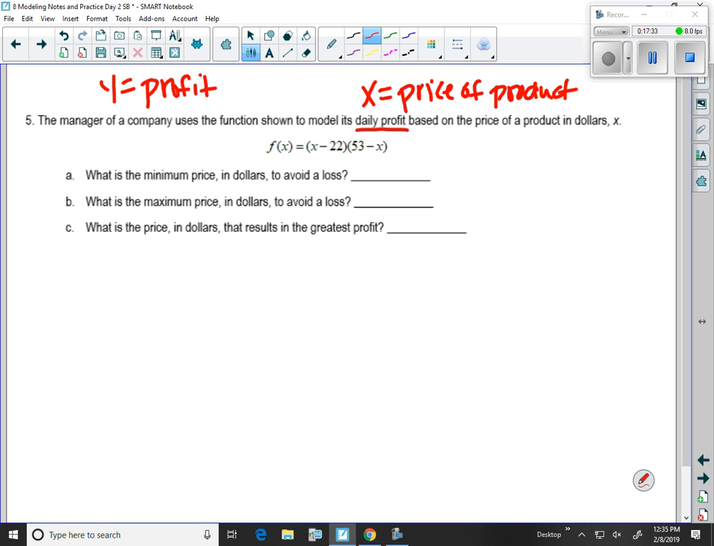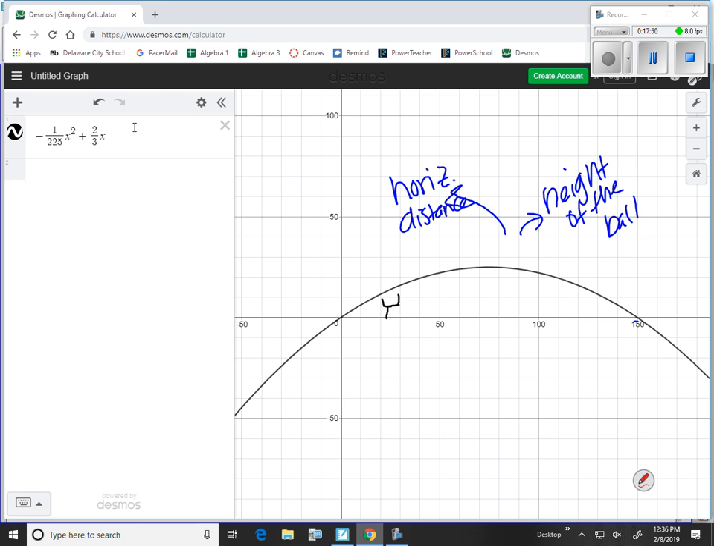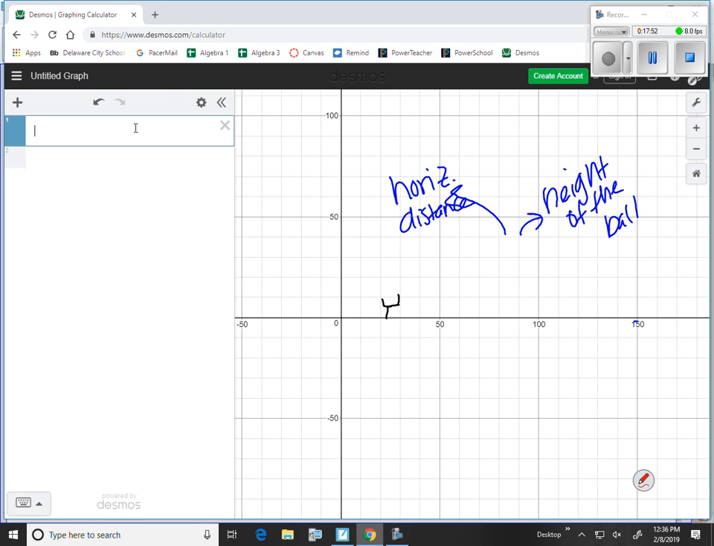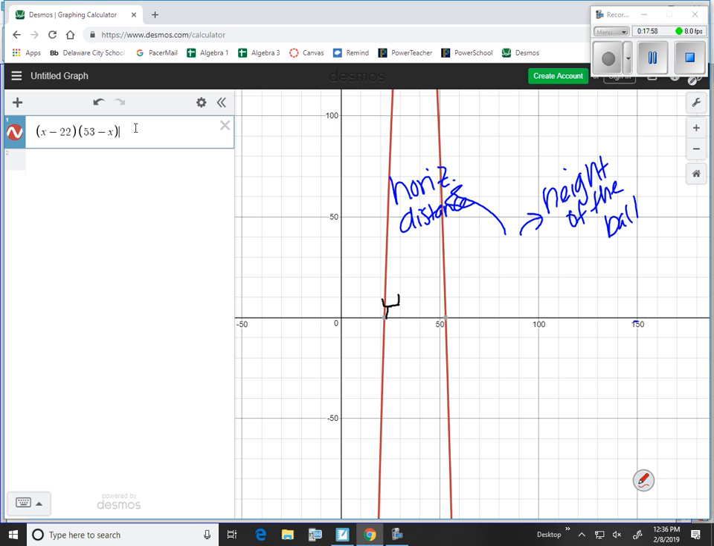So their price per product needs to be calculated properly to make a profit. It makes sense. Any kind of business would be that way. So let's go ahead and put this into our Desmos. Wait, so when it's going down.